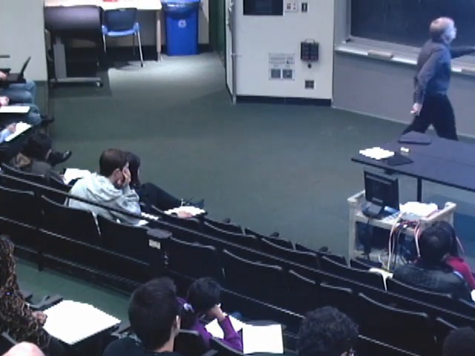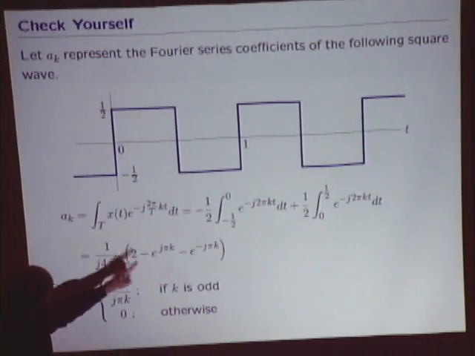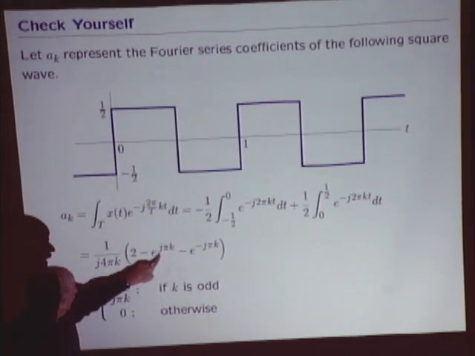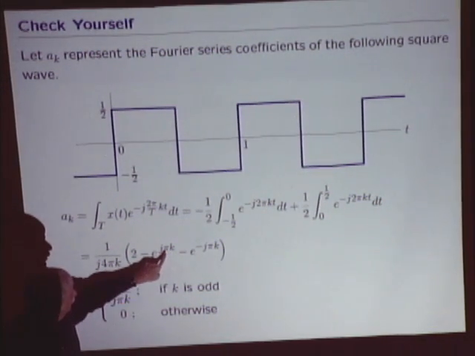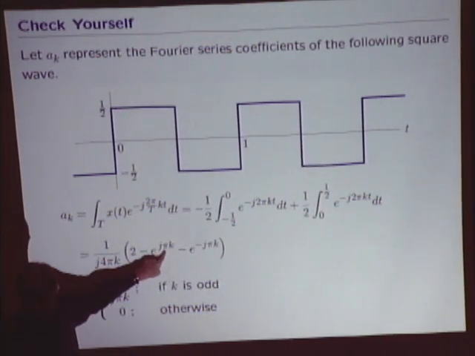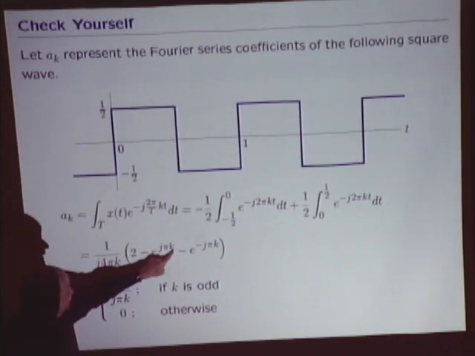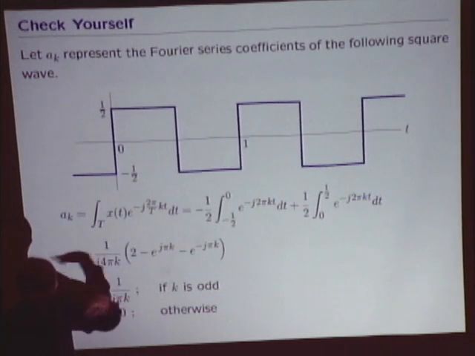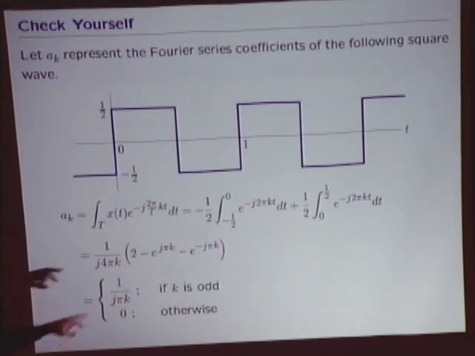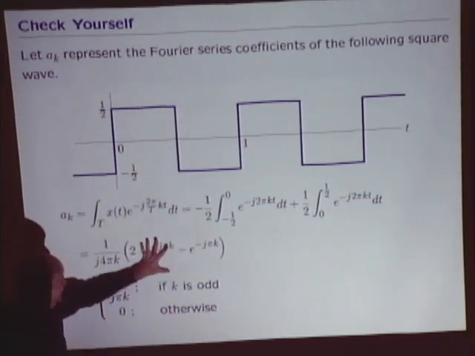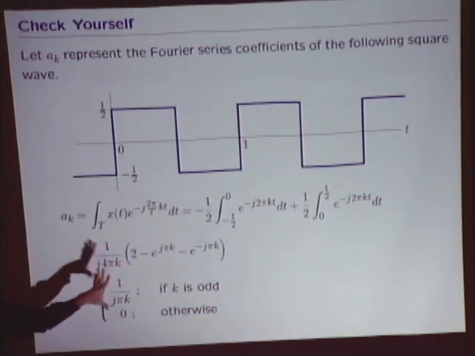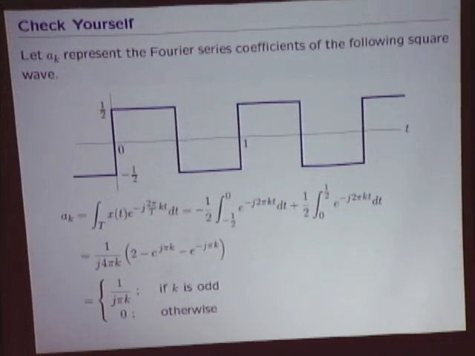So if you choose k to be even, then I've got an integer multiple of 2 pi. E to the integer multiple of 2 pi flips around to 1, as does the minus 1. That kills this stuff, okay? So that's where the k even and k odd comes from.